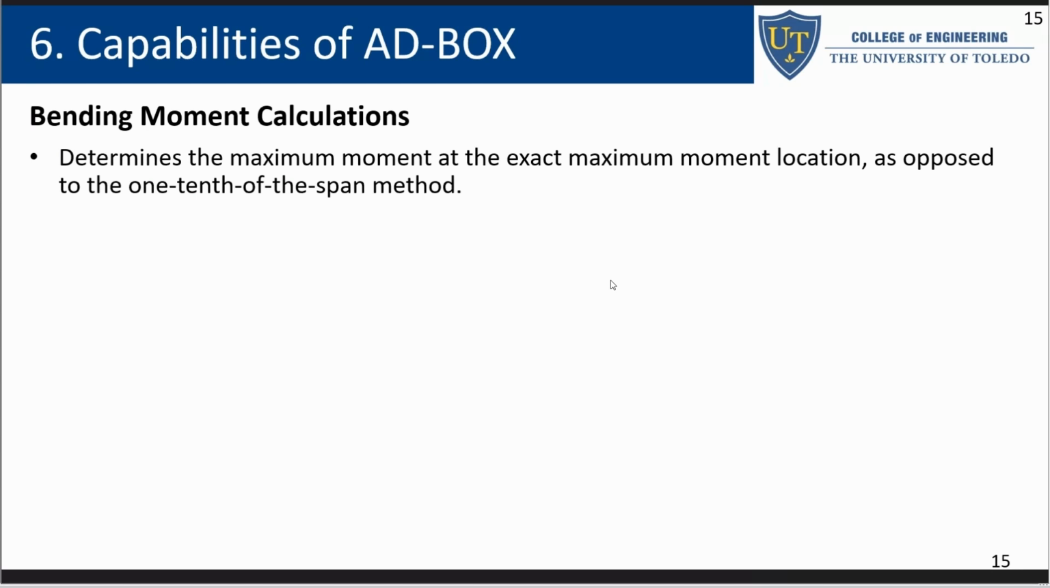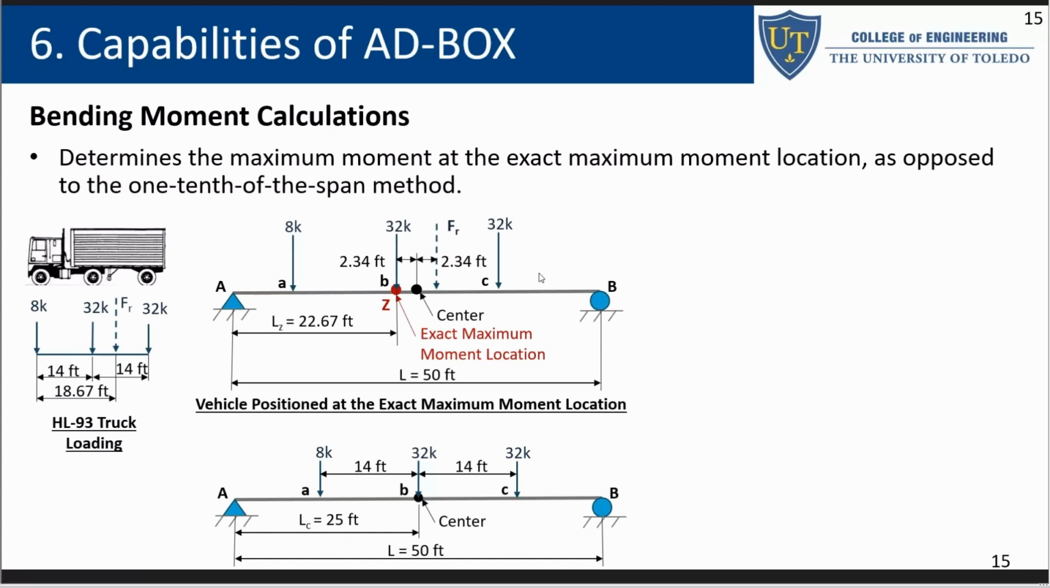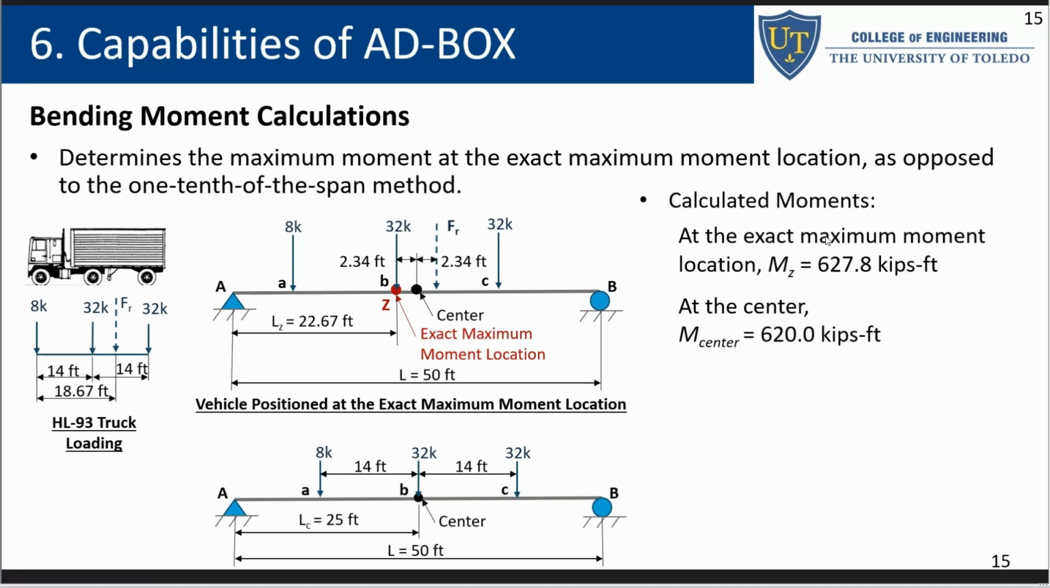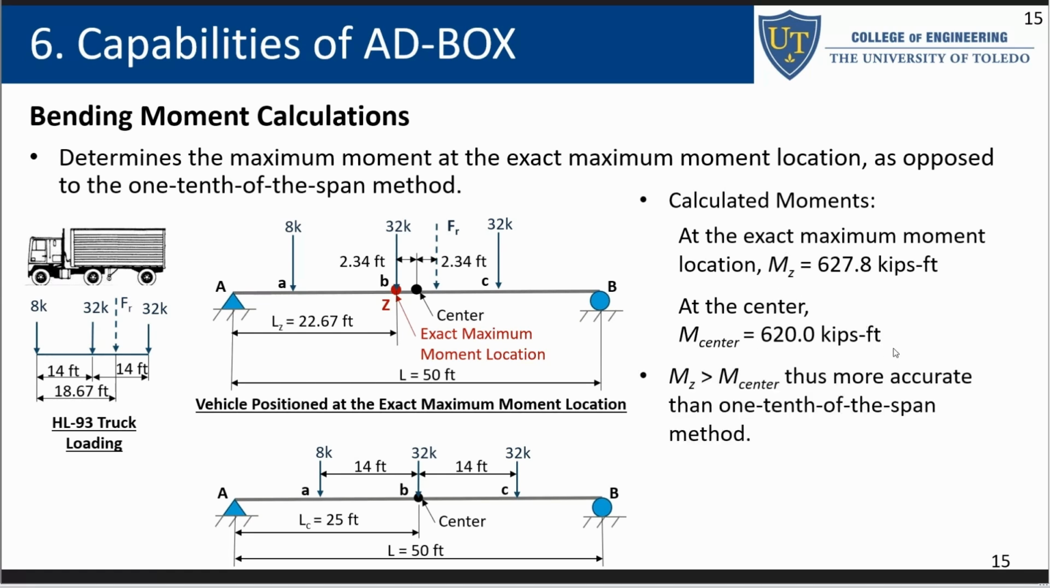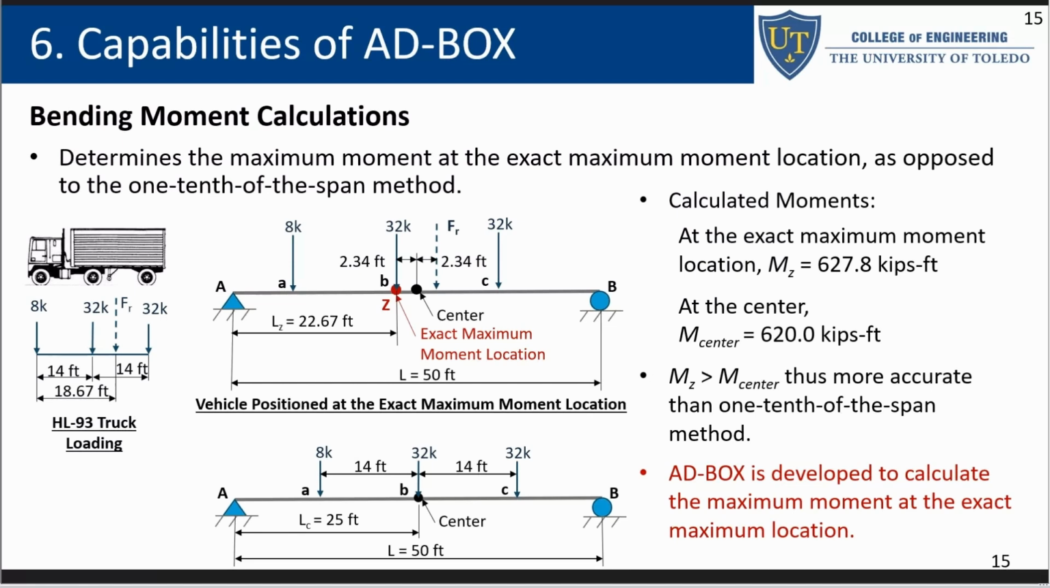ADBox calculates bending moments at the exact location of the maximum moment rather than at the 1/10 of the span method. We can see on the figure, when we move the design truck HL93 along the span of the beam, the red circle indicates the exact maximum moment location, and the black circle represents the center. We can see that the exact maximum moment location has the maximum moment value compared to the center, which indicates that the exact maximum moment location method calculates a more accurate value than the 1/10 of the span method. So ADBox is developed to calculate the maximum moment at the exact location of maximum moment.